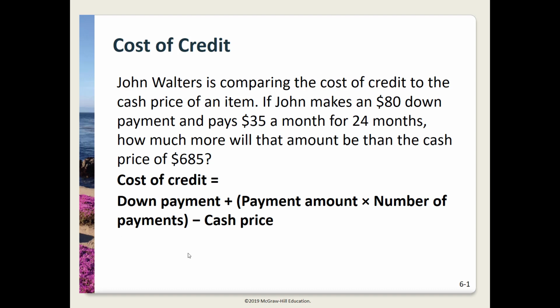So here we have our formula on the cost of credit. We're going to take the down payment plus, and in parentheses here, we'll take the payment amount and multiply it by the number of payments. And then we'll go ahead and subtract the cash price. So our down payment above was the $80. The monthly payment was the $35 at 24 months. So we'll multiply these two. And then the cash price was the $685. So plugging this into my calculator, we get $235 for our cost of credit.